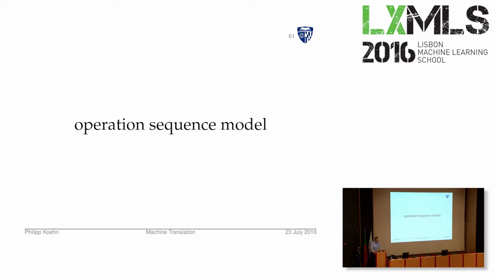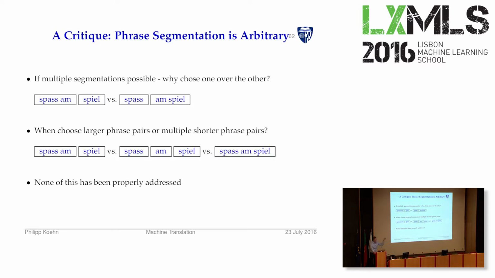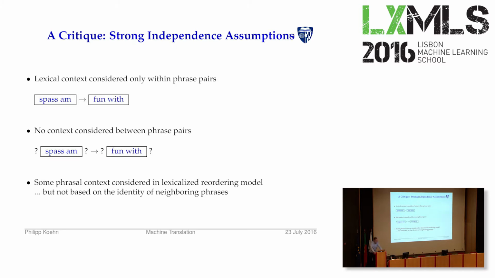Okay. So I'm just going to go very quickly about this one. This is the operation sequence model. It's the idea to rephrase what I just described in a different way. The big problem with these phrase-based models is the phrase segmentation you do, which is somewhat arbitrary. You never know, should you use big phrases or short phrases? And even if there are two different ways to break things up, which one is the right one? Maybe you have really good translations for Spaß am or am Spiel, and you're forced to choose one of them.